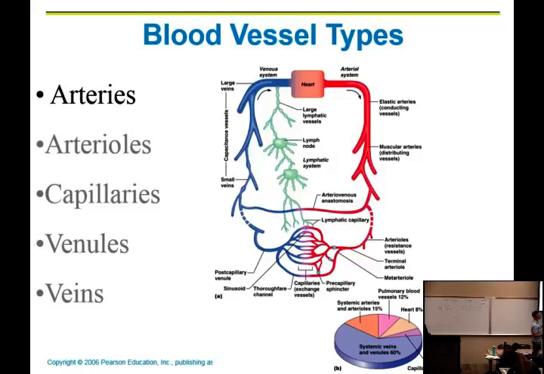Yep, so they're always ensuring that the blood that's flowing through the veins is always working its way back towards the heart. Yeah. So like, varicose veins, is that when the valves stop working? Right, exactly. So we'll see that.